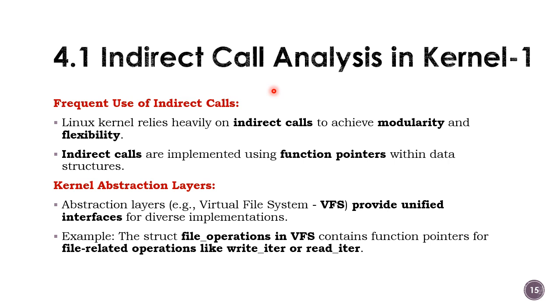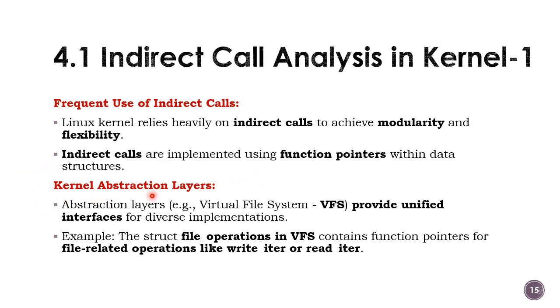Inside the real-world Linux kernel source code, we will see several practices of indirect calls. The first one is the frequent use of indirect calls. It's because we need to achieve modularity and flexibility to scale the Linux kernel code base. So there will be tons of indirect calls, like function pointers as arguments or parameters to other functions. This increases the complexity.